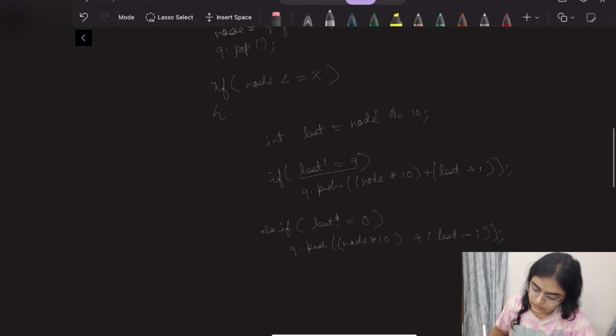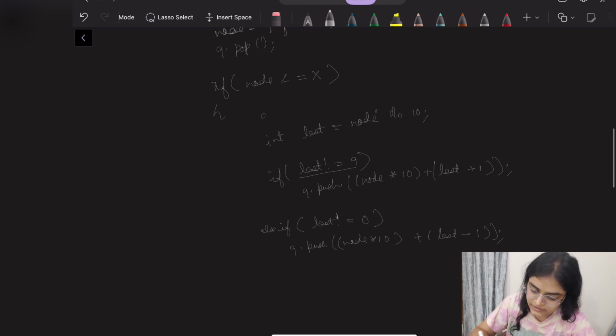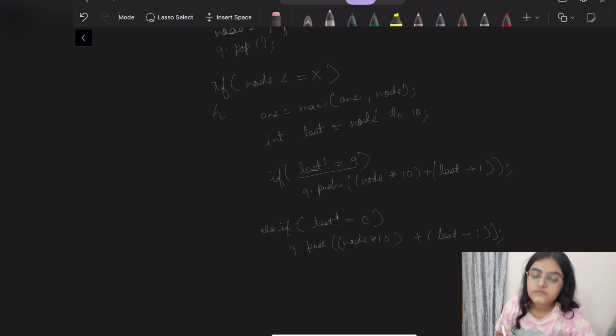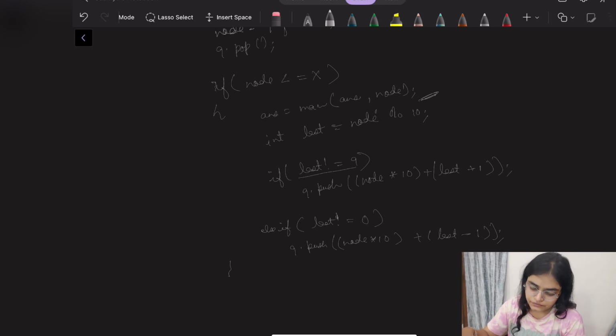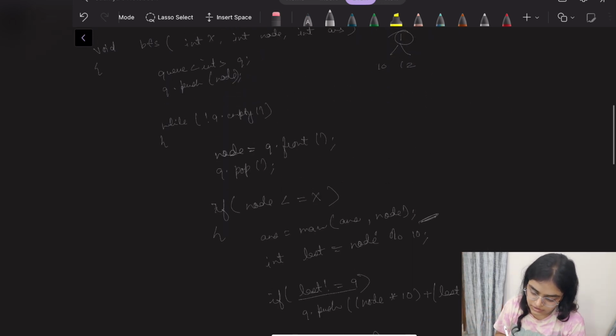Okay, and then we'll also have to include our answer. We should include it at the top, where we'll store our answer comma node, because we have to include the single digit also in our answer. So here we are storing it before making the further improvement. I think that's it.